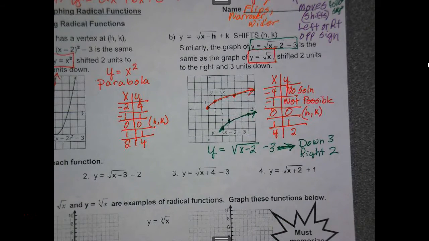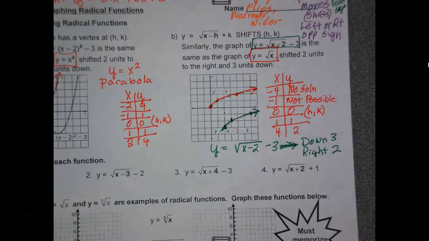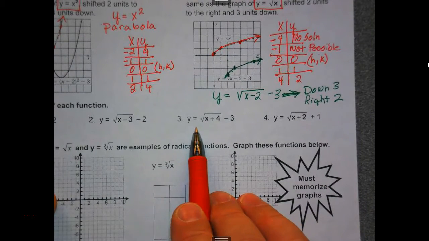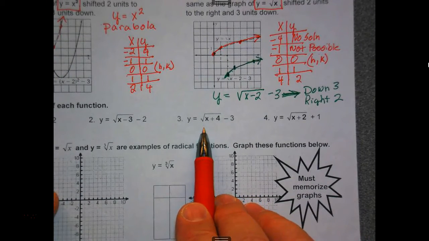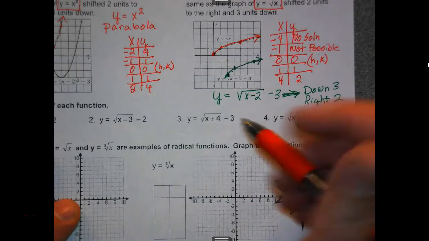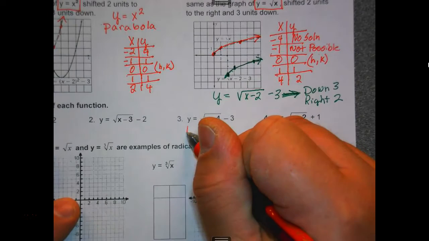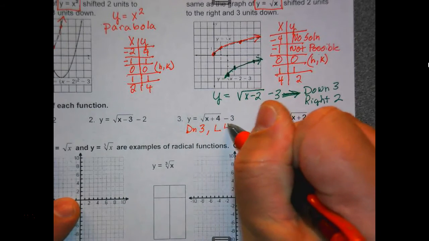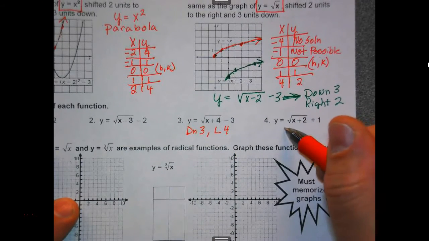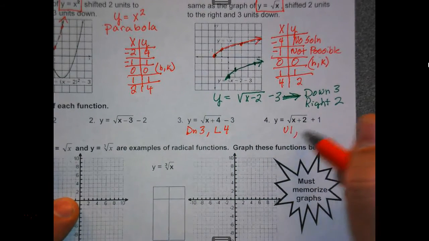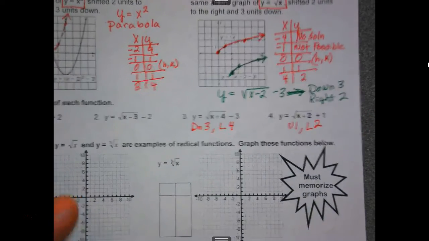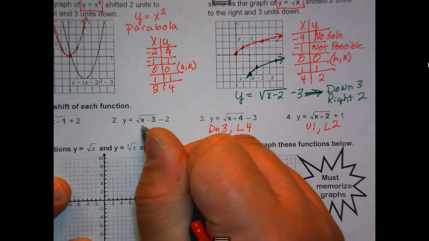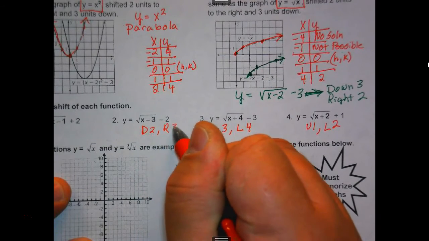Excellent. Okay. While we're on that whole subject, let's name the transformation for the shifts in these. Okay, number 3. Which way is it going to go? Down 3, left 4. How about number 4? Up 1, left 2. Number 2? Good. And number 1?